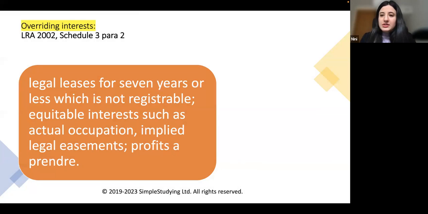Overriding interest. Very often we get problem questions and essay questions on the exam about overriding and overreaching interest. And most of the time students confuse these two concepts because, well, the name is similar, but those are two different things. Overriding interests: LRA, Land Registration Act 2002, Schedule 3, Paragraph 2. Legal leases for 7 years or less, which is not registrable, equitable interests such as actual occupation, and implied legal easements or profits. Well, these are all the list of overriding interests. So they are capable of overriding someone else's interest, such as legal leases for 7 years or less that is not protected by registration, equitable interests such as actual occupation, and implied legal easements.